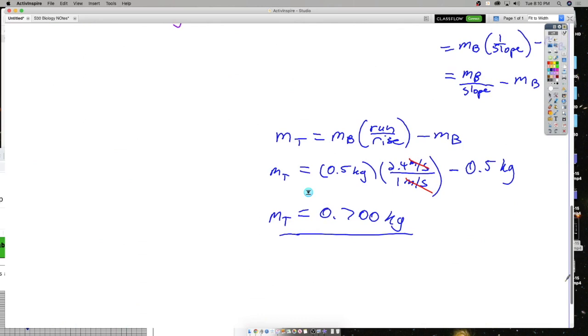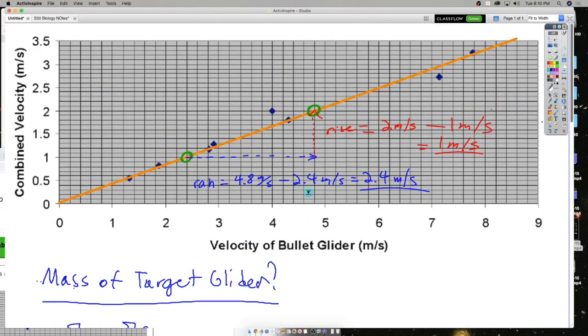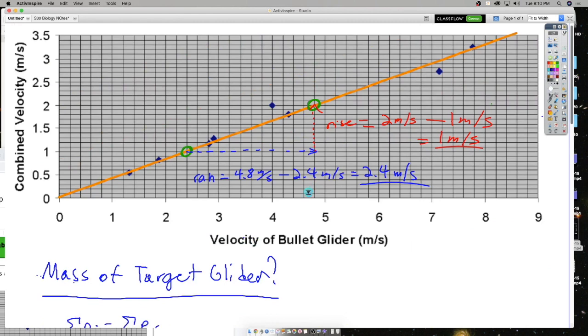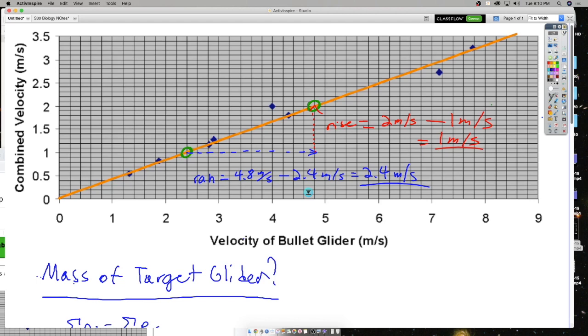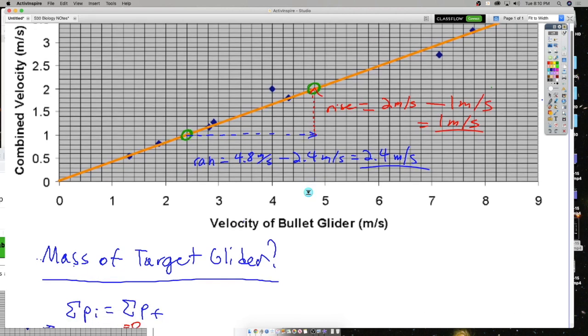Okay, so what did we do? Let's review. We had a graph. We knew we were going to have to do graphical analysis, right? It asked for the mass of the target glider. So we said, what equations relate those things? What equations relate the combined velocity that they move with after, the velocity of the bullet glider, and the mass of the target glider, right?